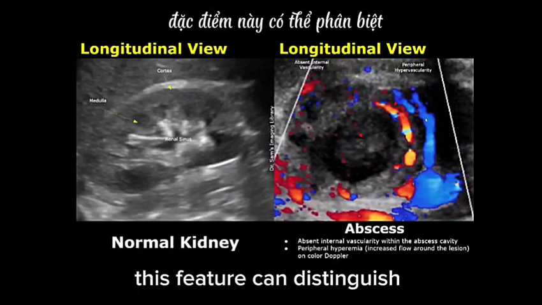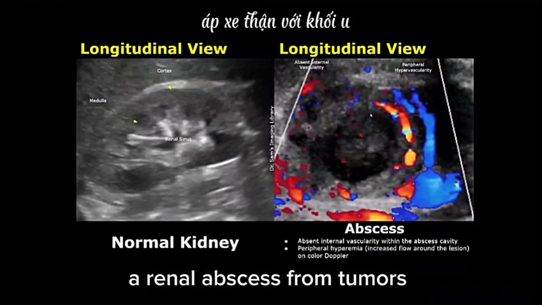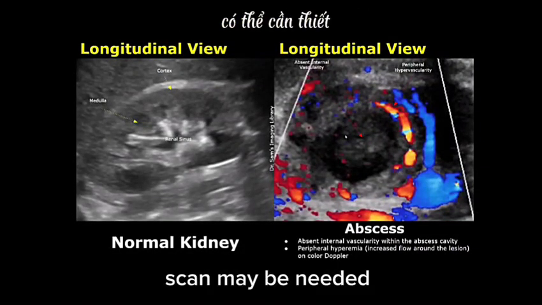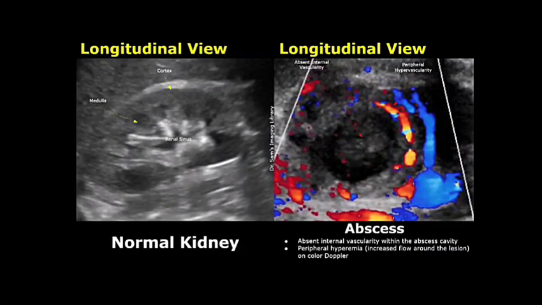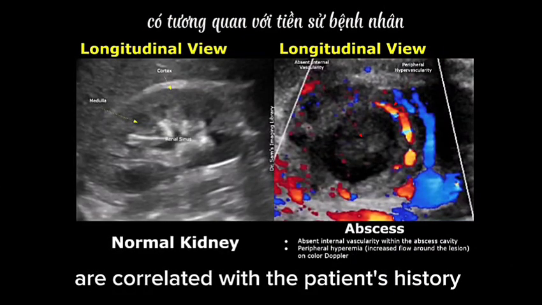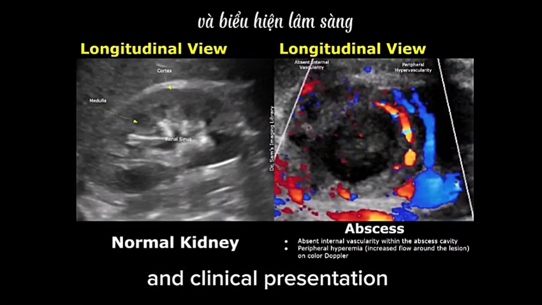This feature can distinguish a renal abscess from tumors, although further evaluation with a CT scan may be needed. Also, the imaging features are correlated with the patient's history and clinical presentation.